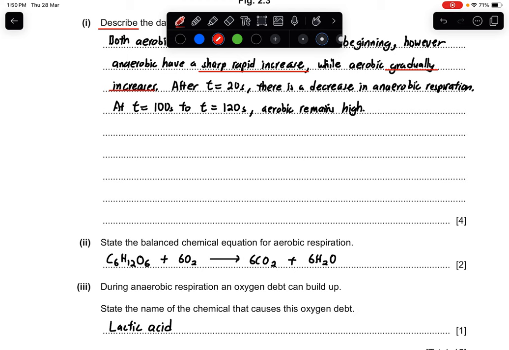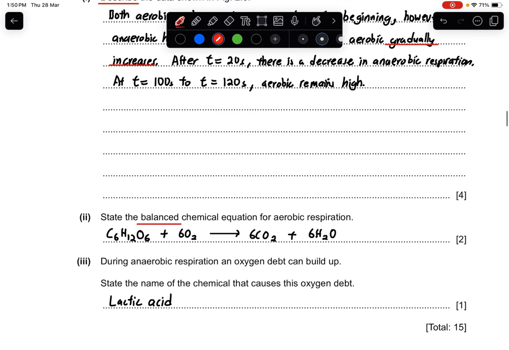Part 2, state the balanced chemical equation for aerobic respiration. So this should be easy. 1 mark for the general equation, your understanding that glucose and oxygen produce carbon dioxide and water, but this time they want it balanced. So you have to use your chemical knowledge to balance the equation. Okay. Part 3, during anaerobic respiration, oxygen debt can build up. So state the name of the chemical that causes the oxygen debt. They say chemical, so it is not a gas, and do not put carbon dioxide. Carbon dioxide is not the one that will cause the oxygen debt.